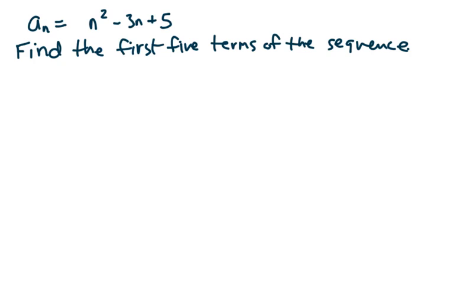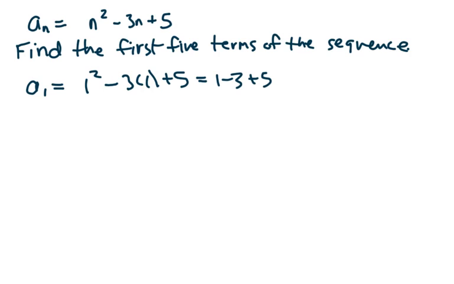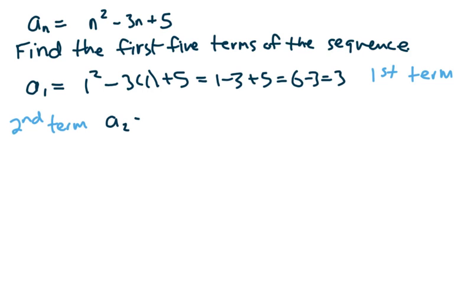The first 5 terms of the sequence are the terms that have subscripts 1, 2, 3, 4, and 5. So that means that we're looking for a sub 1. I'm going to take this formula that I was given and plug in the first 5 numbers for n. So a sub 1, the first term, is going to say 1 squared minus 3 times 1 plus 5. And you simplify. 1 minus 3 plus 5. That's 1 plus 5, 6, minus 3 is 3.